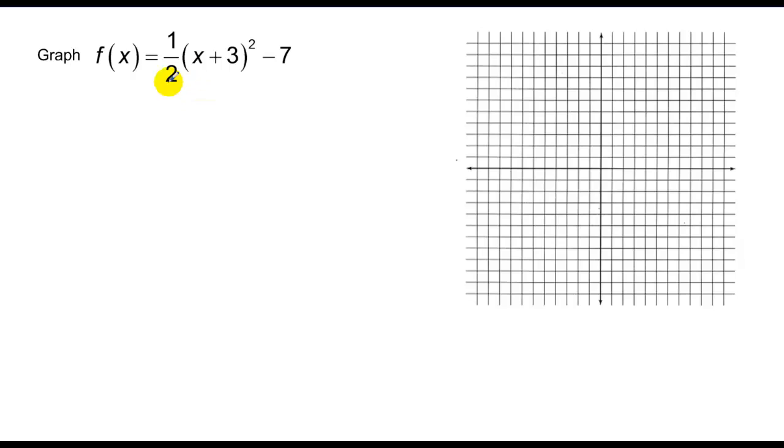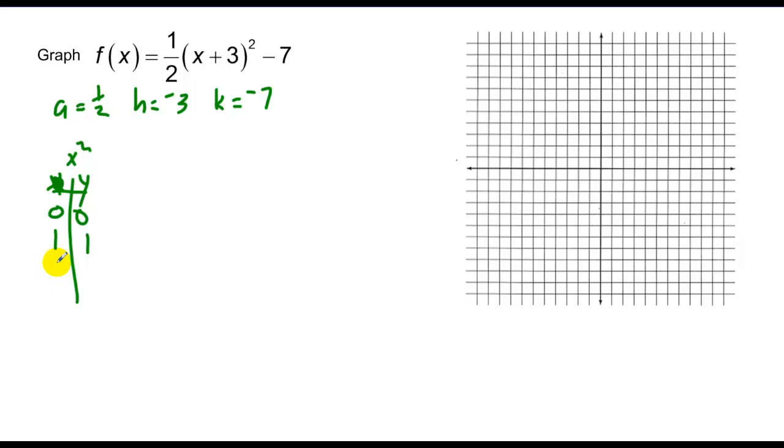So let's just do one more graphing where it's already in our standard vertex form, but we have an a term that's a fraction. Really no different. We have an a of a half, h of -3, k of -7. So we look at our parent function, x squared: 0, 0, 1, 1, 2, 4. But we multiply our y's by a half, so that's 0, a half, and 2.